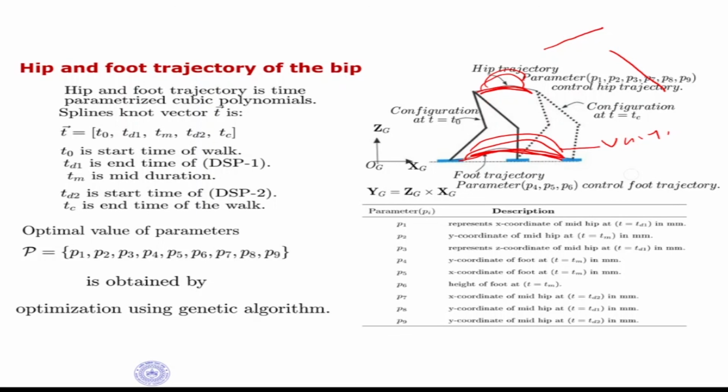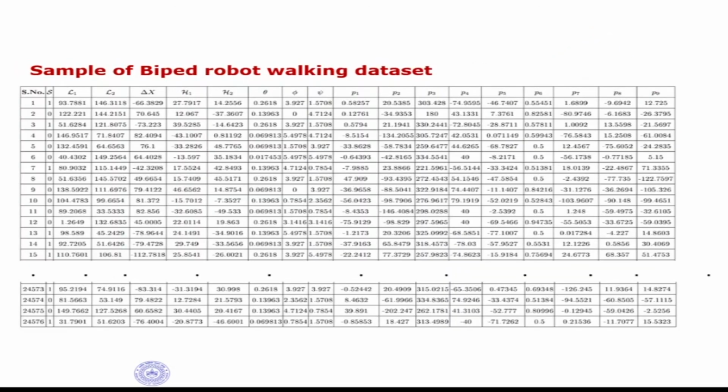So what we can do is we can make a database. Okay, we can make a database by making the robot walk in different conditions. And this is the database basically, which is saying what is the inclination of terrain, what was the variation of angles.